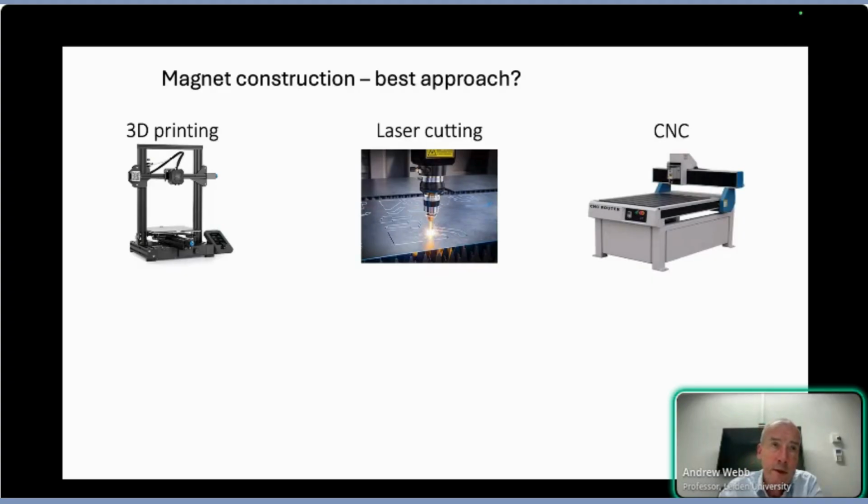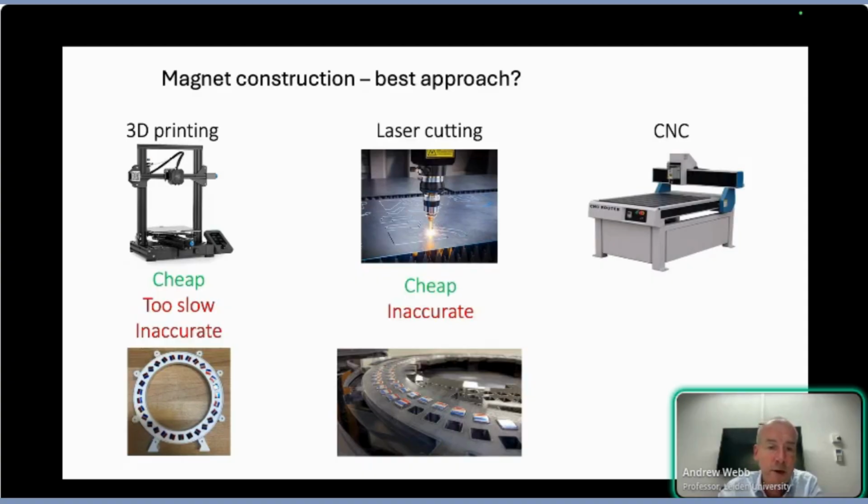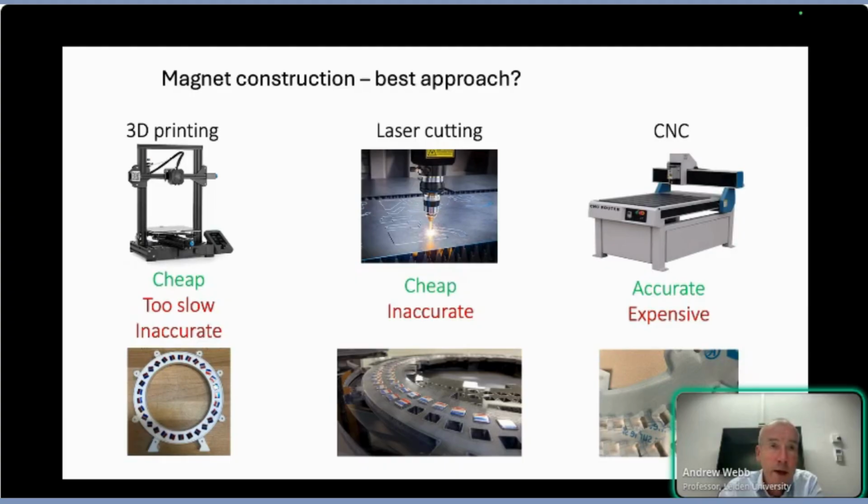3D printing is very attractive because it's readily available. It's very slow, and relatively inaccurate, so one ring may not be exactly the same as the other. It's very difficult to get very, very tight tolerances. Laser cutting is also relatively cheap, but it's not accurate because as the laser goes through the plastic, it diffracts. And so if we have our choice, we would go for, say, a CNC mill, which is very accurate, which is what we need, but it's very expensive. And it's also not widely available.